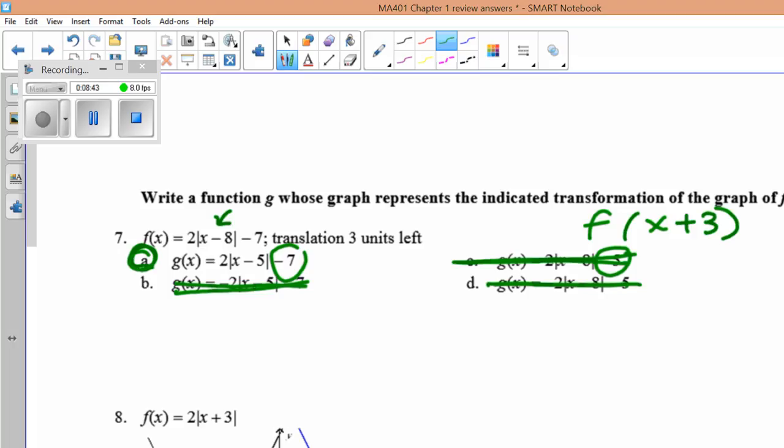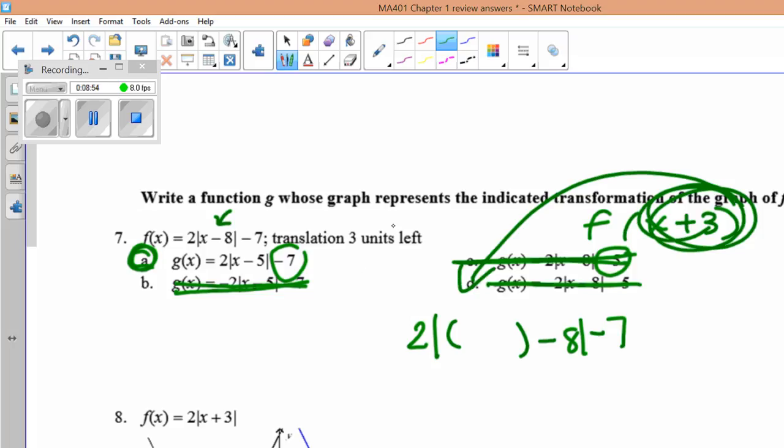But let's go ahead and do the work. So it's 2, and then everywhere where you see an x, you don't write the x. Instead, you write what's supposed to go on the inside instead, which is x plus 3. So it's 2. And then x plus 3 minus 8 is x minus 5. And the minus 7 didn't change. See that? We found the right answer.